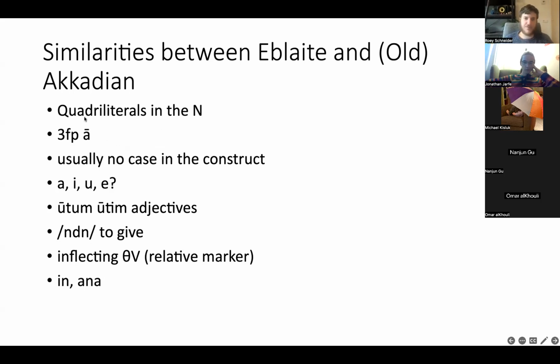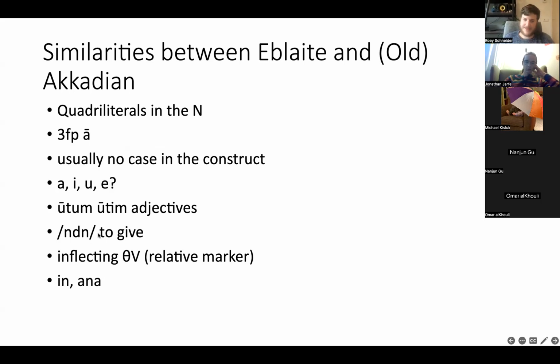just for the future or for both. There is usually no case in the construct state, just like in Akkadian. We think that there are just the same vowels, a, i, u, e, just like in Akkadian, but that's very hard to say. We have the adjective inflection of utum, utim, shibutum, shibutim for the plurals, which is also quite special and does not exist in other languages.